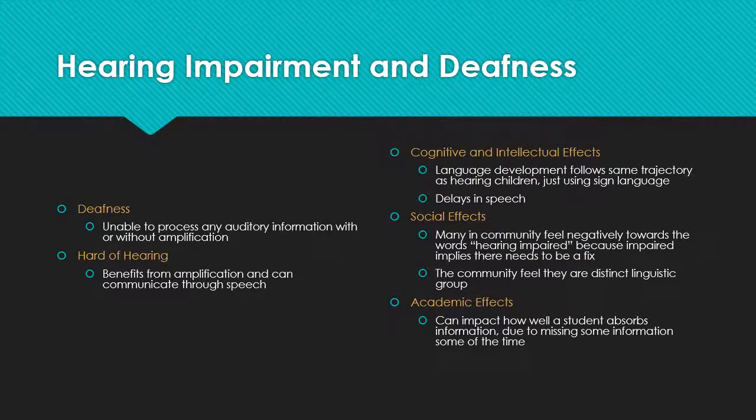With hearing impaired and deafness, there are two definitions. With deafness, that means that the student cannot process any auditory information, and that means with or without the use of hearing aids. When a student is hard of hearing, it means that hearing aids or amplification can benefit them. And they can also communicate back through speech. The way cognitive and intellectual is affected is by language development and the delay in speech.